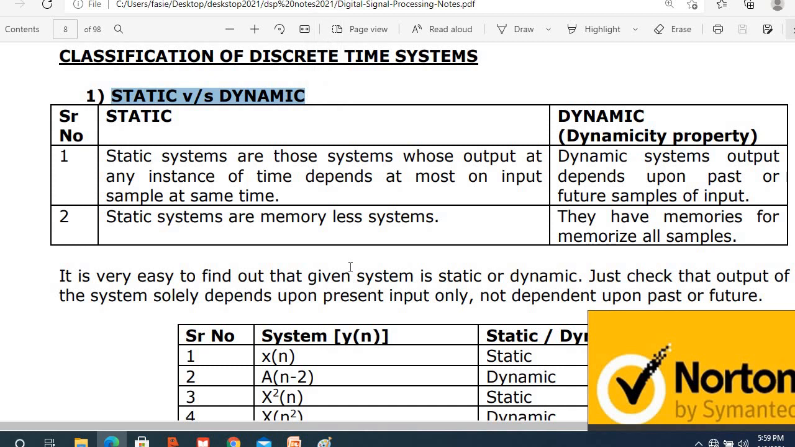One is static, another is dynamic. What does static mean? Static systems are those systems whose output at any instant of time depends at the most on the input sample at the same instant. So at one particular value, outputs are not changing. It is constant for all the values. This is called static. Dynamic means it will keep on changing. Here, the output depends upon the past input as well as the future sample inputs. It depends upon both the values, past as well as future. This is called the dynamicity property, or a dynamic discrete time system.